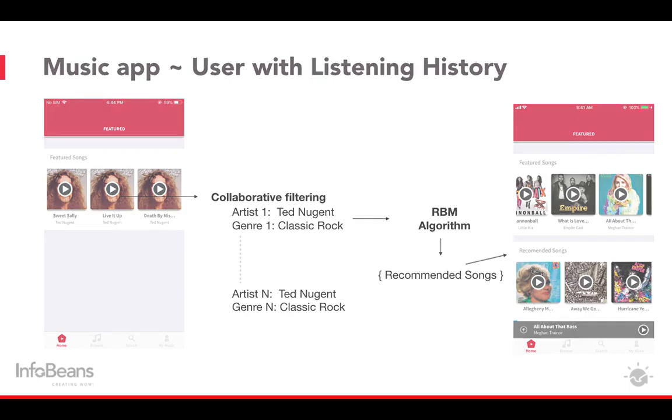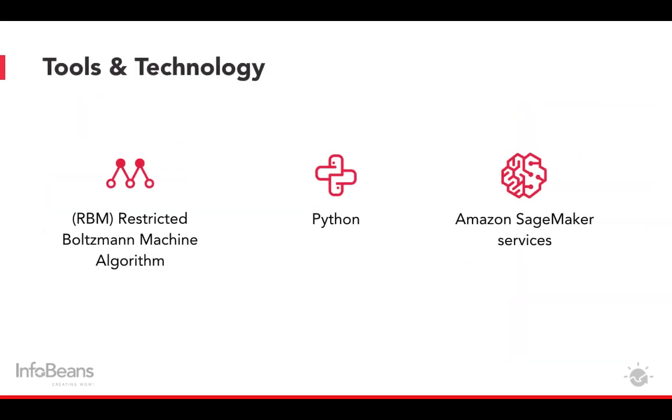Now the important thing is the tools and technology that we have used in developing this recommendation engine. So we have used the restricted Boltzmann machine algorithm and Python as a programming language to create our model, and Amazon SageMaker services to build and train our model. We have also used it to deploy our model.